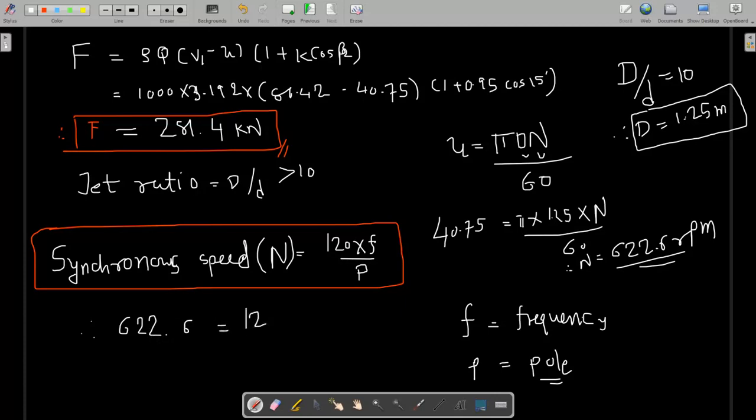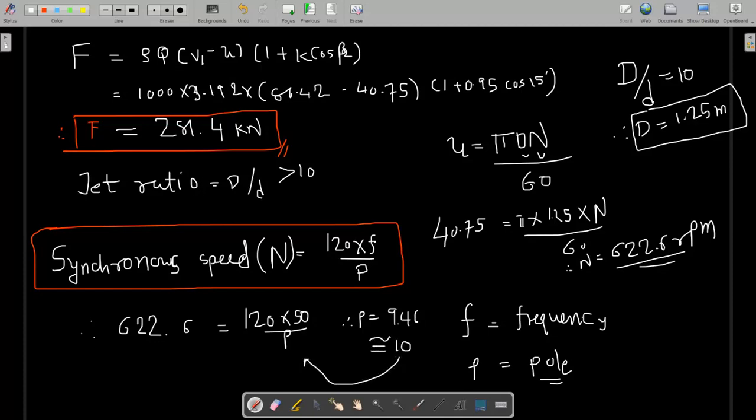So you will get 120, frequency is 50 hertz, and we will find the poles. So what is the pole? When you solve this, you will get the number of poles as 9.46. So just take the nearest integer value, 10.